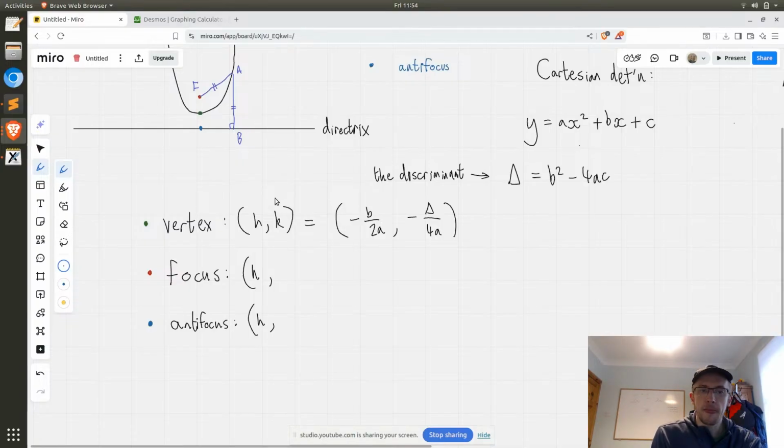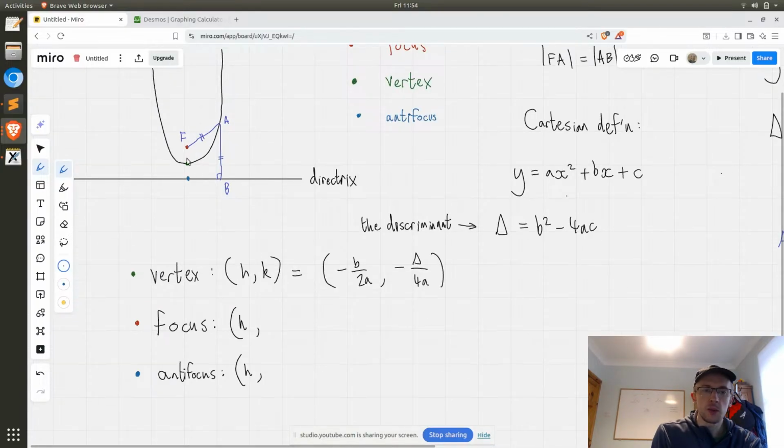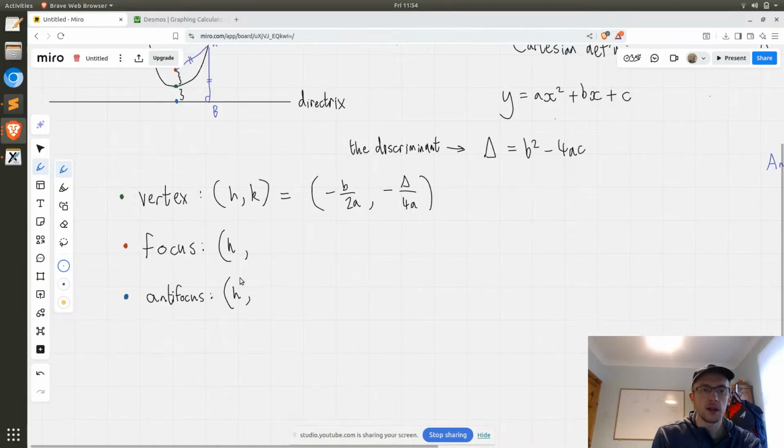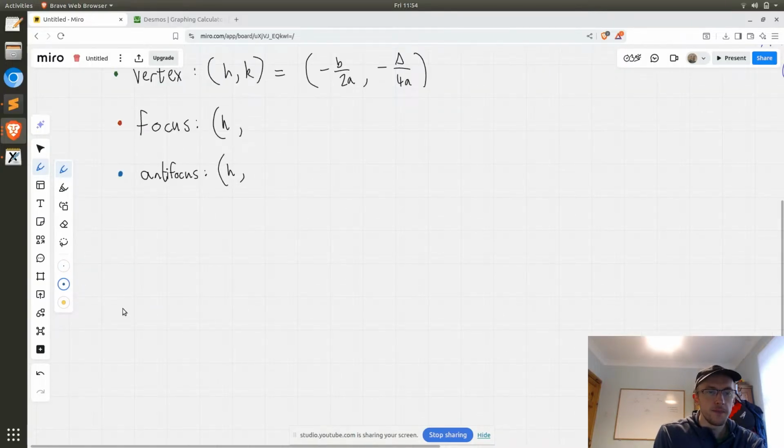But then if we have the y coordinates of the vertex, wouldn't it just be a fixed distance that way and that way? And wouldn't it be nice to have a name for that fixed distance right there? It does have a name. The name is the focal length, often symbolized by P.